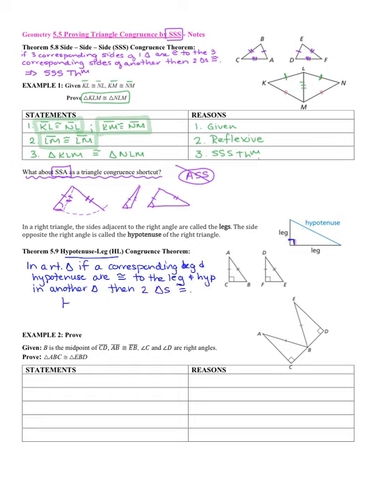All right, and this one is called your HL theorem, hypotenuse leg. When asked, you will never, ever use SSS as a reason for two triangles being congruent. But what you want to look for is if there was a right triangle, then you say HL. All right, so let's take a look at how this works.